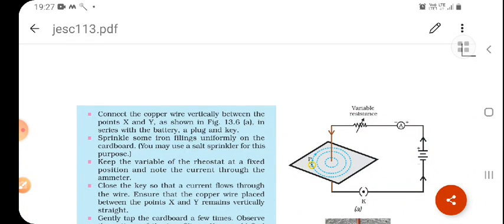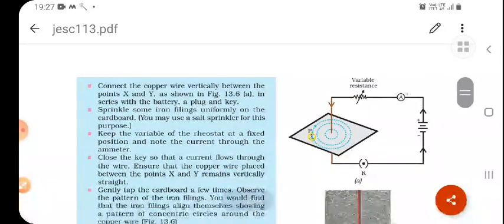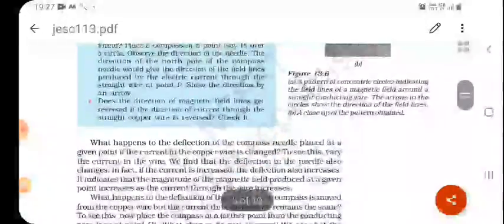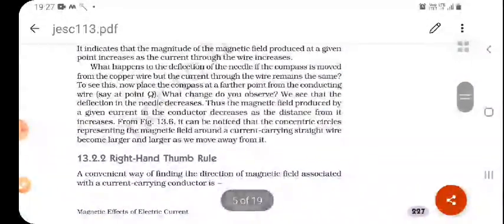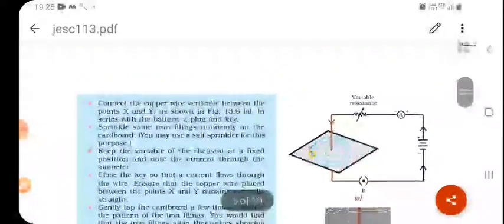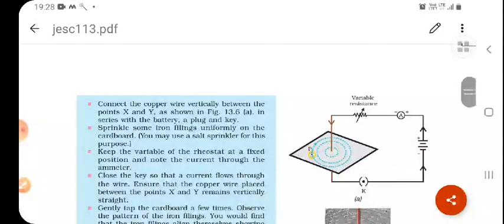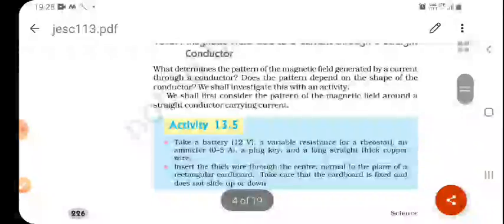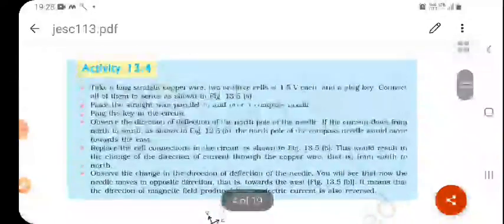It has a particular direction which is given by Fleming. We'll discuss in our next class the right hand thumb rule, right hand Fleming's rule, and left hand Fleming's rule. So different rules are there for determining the direction of the current. So this is what we had to study in our first lecture.